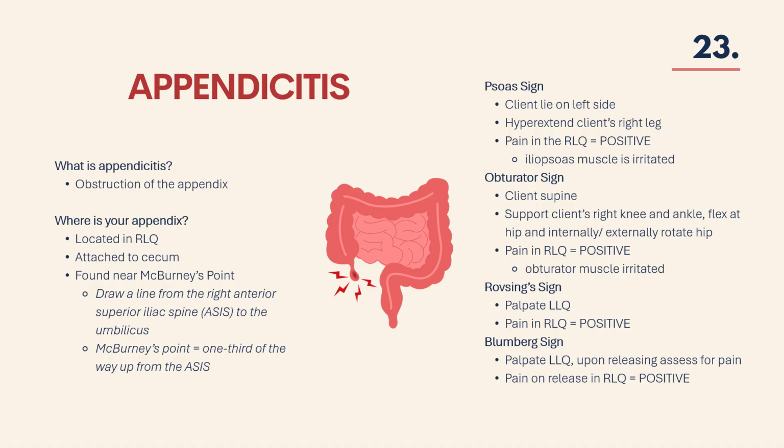Then you have Rovsing sign. This one is where you will palpate the left lower quadrant, and they'll actually have pain in their right lower quadrant. So that would be a positive sign. Blumberg is where you will palpate down the left lower quadrant and then immediately release, and you'll be assessing for pain upon release. If they have pain on release in the right lower quadrant, it is a positive sign for appendicitis.